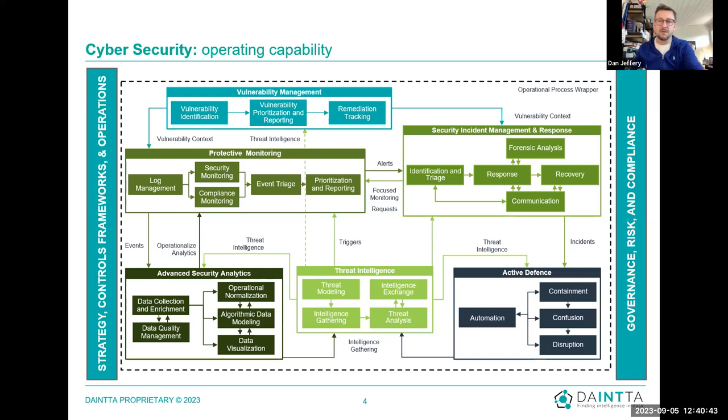And then ultimately, whatever kind of operation or technology capability you have, you're always going to want to ensure that it has appropriate governance, reports on risk, and is done in a compliant manner, and helps ensure your compliance as an organization.